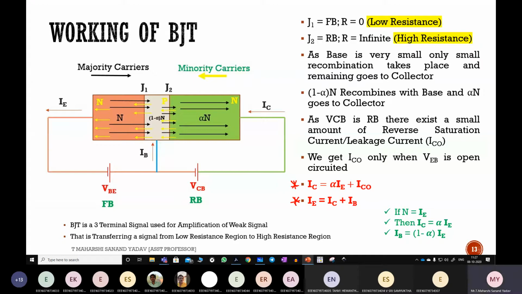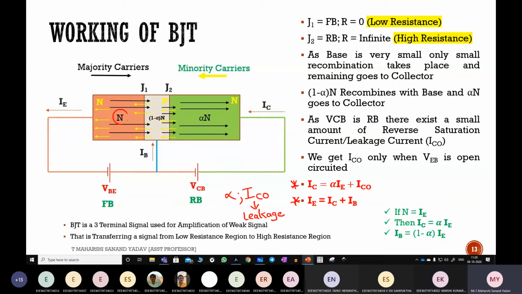Yes, guys, anyone? I need the working of BJT. How did I get these equations at the end? What is meant by this alpha? What is IC naught? Alpha is gain factor. What about IC naught? Leakage current, which is nothing but reverse saturation current.